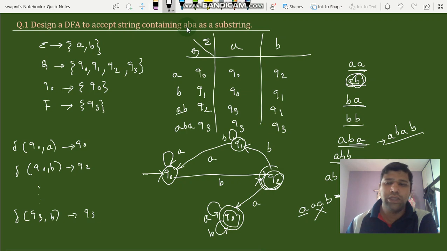In this way you should simulate a particular string along with whatever state transition diagram you have drawn for the problem. If your string terminates at the final state, your answer is correct. If an acceptable string does not terminate at the final state, then something is missing or wrong in your solution. So this is all regarding the DFA to accept a string containing ABA as a substring.